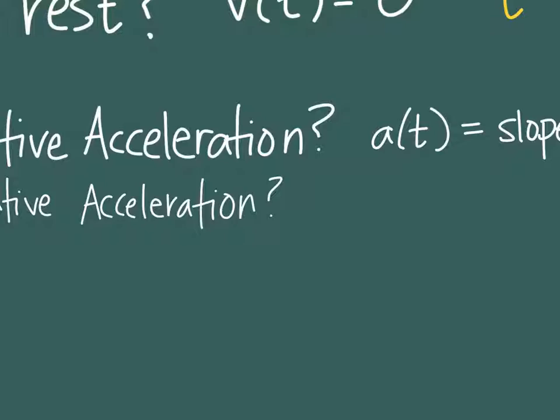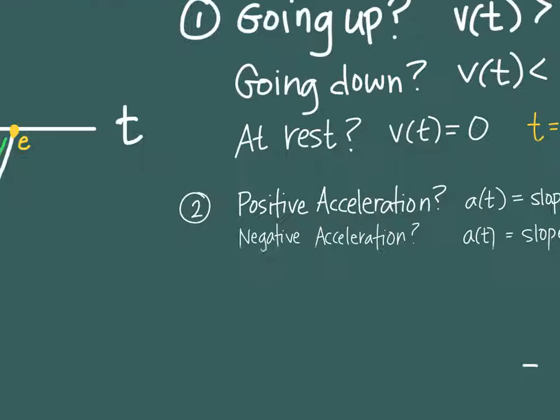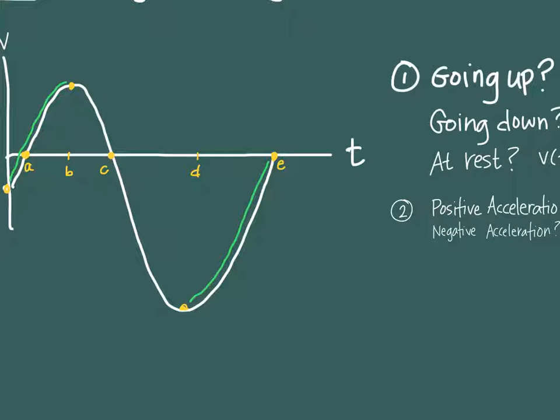So the definition of negative acceleration means that A of t, which is the slope of V of t, is going to be less than 0. And so on this graph, the section where the slope is negative is going down there from B to D.